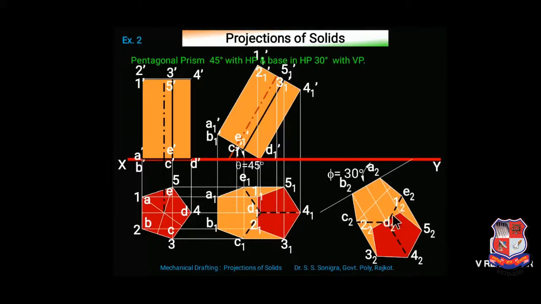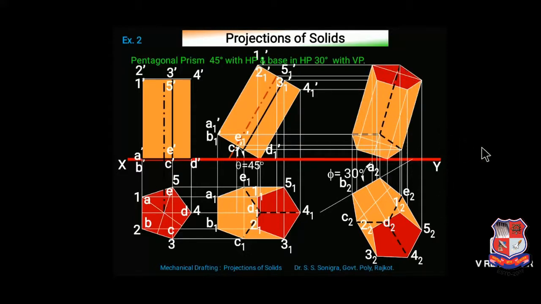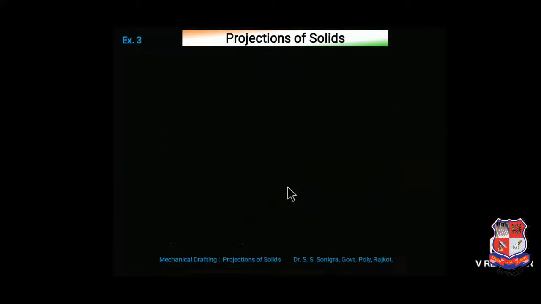Redraw this figure, take projections, find the appropriate location of points and draw its front view. So this is the front view, this is the top view. Name the respective points and name the views front view and top view. This is the final answer of this problem.